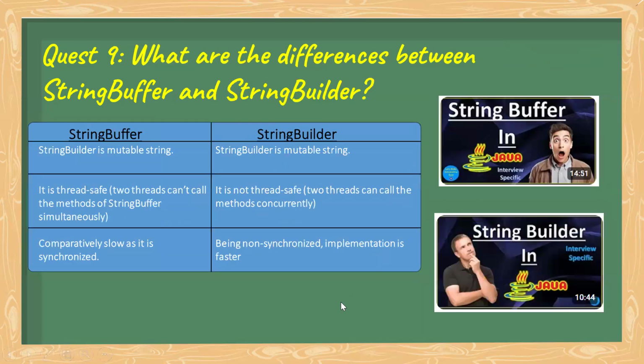Now, what is the difference between StringBuffer and StringBuilder? Both are used to store strings. The difference is that StringBuffer is thread safe. Whenever two threads want to call a StringBuffer method simultaneously, they can't, because it uses the synchronized keyword. In StringBuilder, if two threads want to call the methods concurrently, they can, because it is not thread safe.